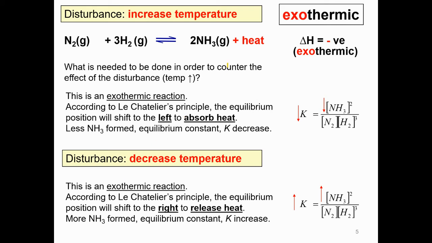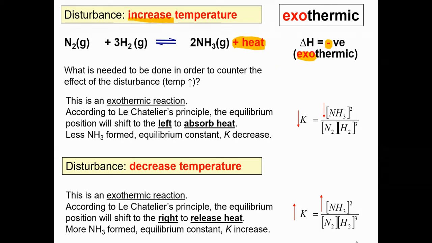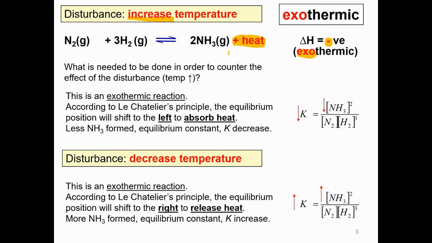Now let's look at this. The disturbance is increased temperature. Before we look at the disturbance, always look at the enthalpy given. Negative means it is exothermic. When it is exothermic, heat is released. So we write down plus heat on the product side. So the disturbance is to increase the temperature.